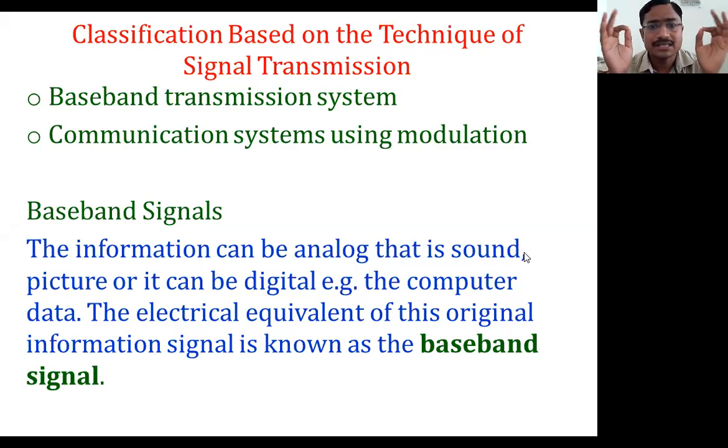The signal is called a baseband signal. So we have two types of signals. One is analog signal, the other is digital signal. In analog signal, we have a voice, we have a picture, we have a video. When we have these signals, or digital data like computer data, the electrical equivalent of this information signal is called a baseband signal.